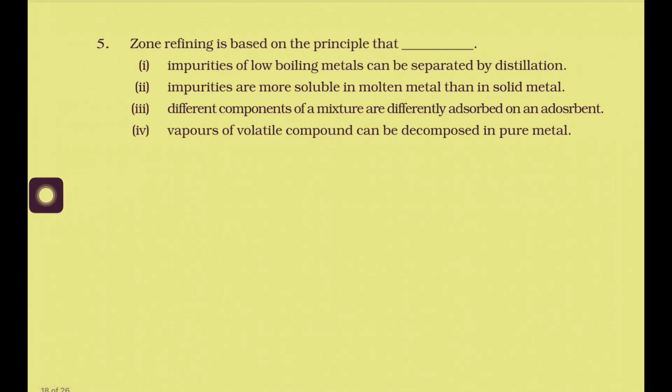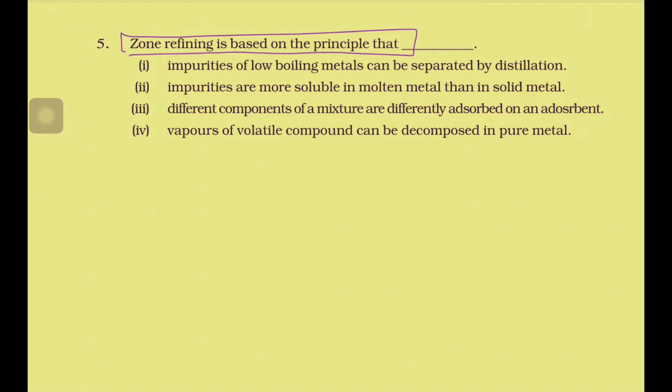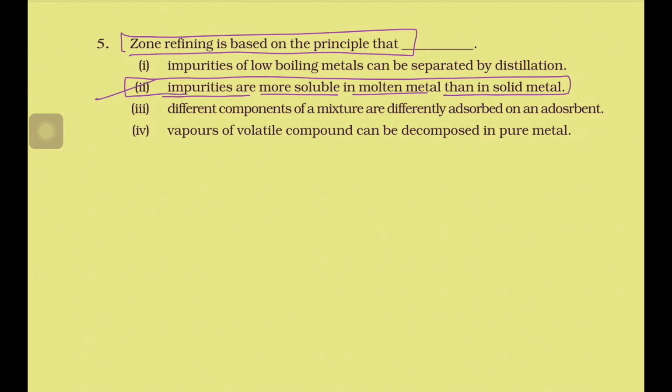Coming to the next, a zone refining process is based on the principle. You know that zone refining process we have already discussed. You can watch the video that I have uploaded on zone refining also. It is based on the principle that the impurities are more soluble in molten metal than in solid metal. So that is the principle on which this process is based. And this process is used for producing ultra pure silicon, germanium, gallium, boron, like that.